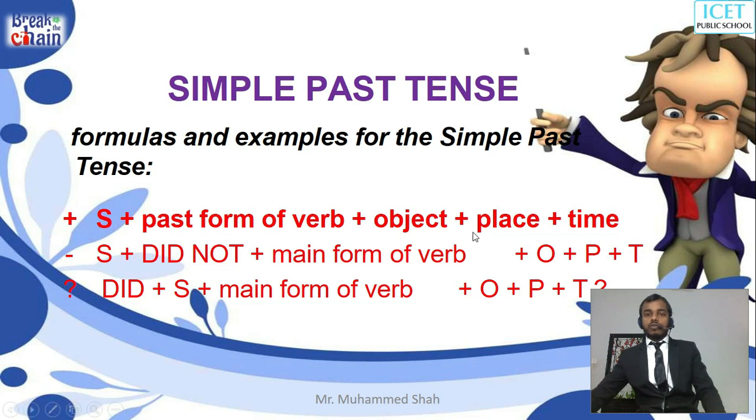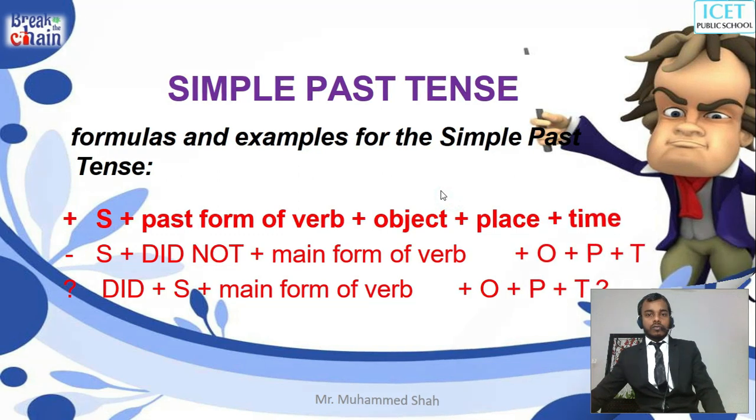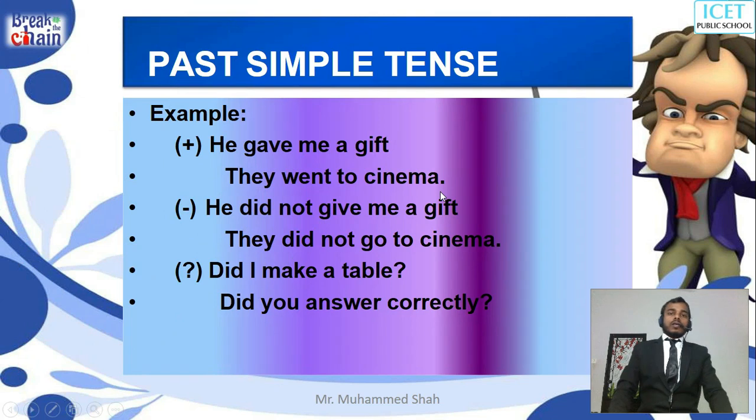You know it, and we can go with examples also. Examples: positive sentence, he gave me a gift. That's an action that has happened just before. He gave me a gift. Another example: they went to cinema. Two examples: he gave me a gift, they went to cinema.